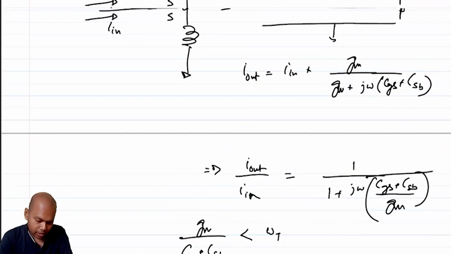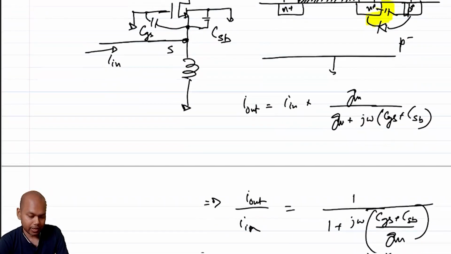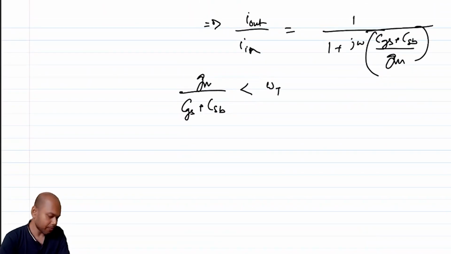But fortunately, as it turns out, this depletion capacitance is much smaller than the CGS capacitance, right? By almost 3 to 4x, depending on which technology you are using, the CSB capacitance can be much smaller. So you don't get too much of a hit.